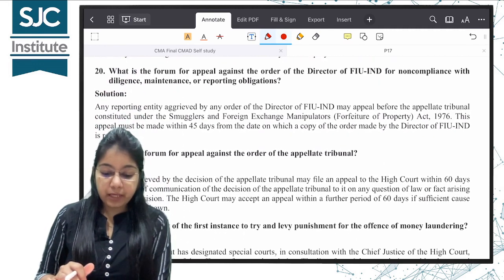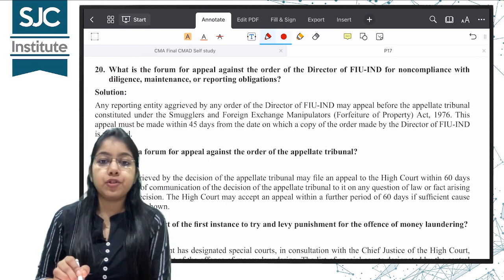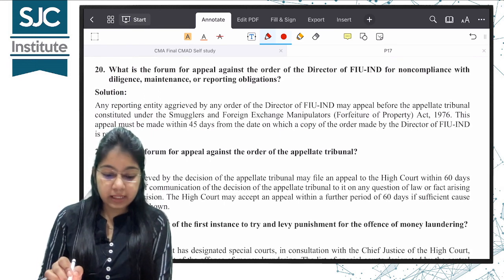What is the forum for appeal against the order of the Director of Financial Intelligence Unit India for non-compliance?